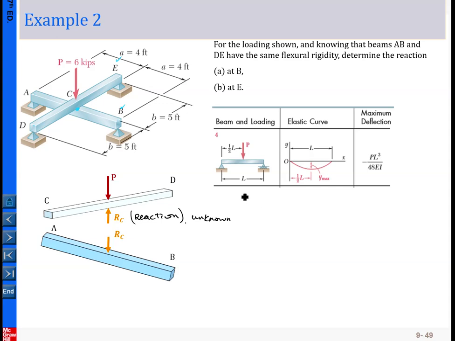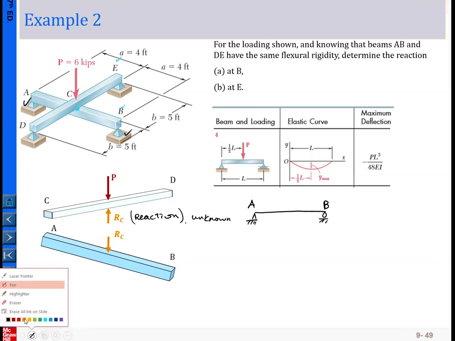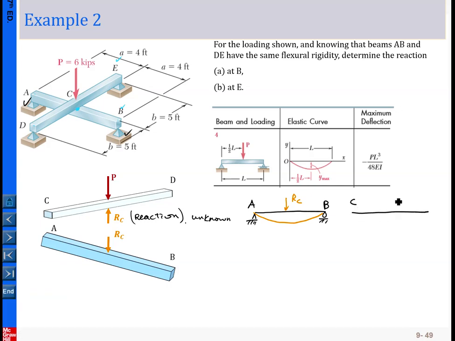So in this case, for AB, this is A, this is B, and AB is simply supported. So let me draw this one here, simply supported, and it is under the RC. The deflected shape will be something like this one here. And then also we can see the portion, the beam CD, and CD is again simply supported.